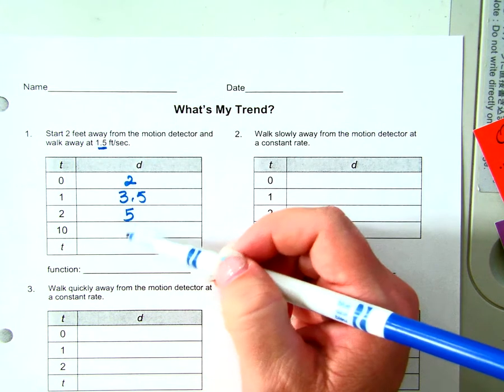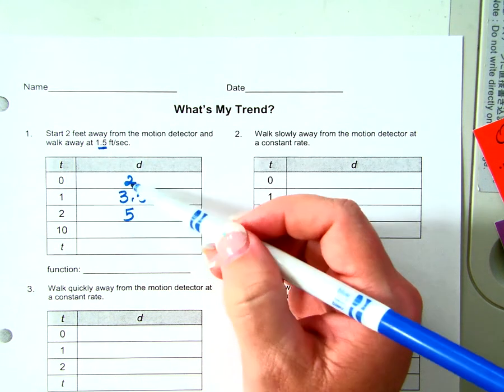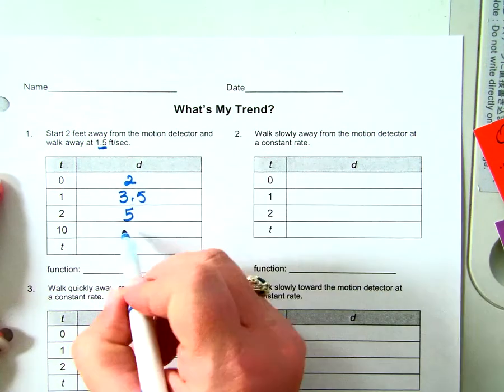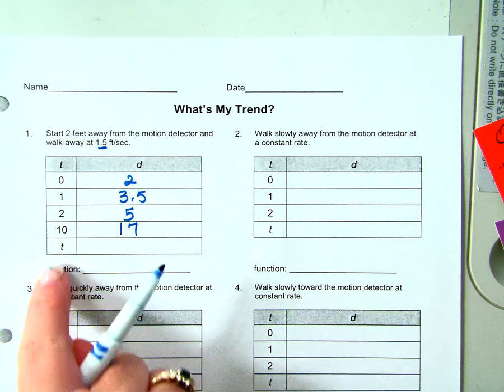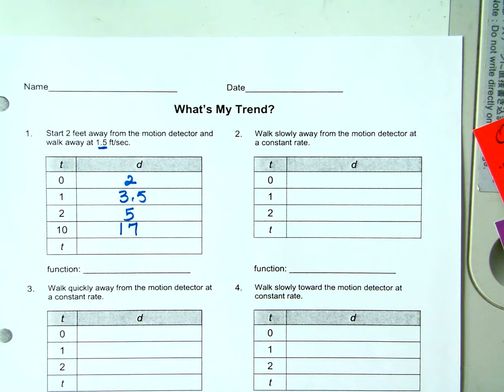Is that the answer right here? Oh, because we have to add the 2 that we very first started with. So 17. Questions? So then tell me what t is. Okay, good. T is time. Thank you very much.